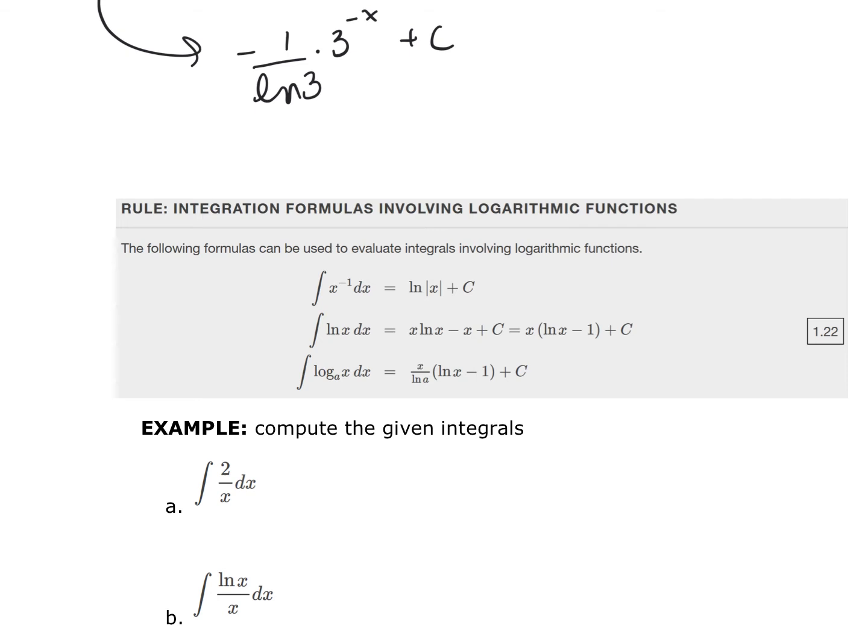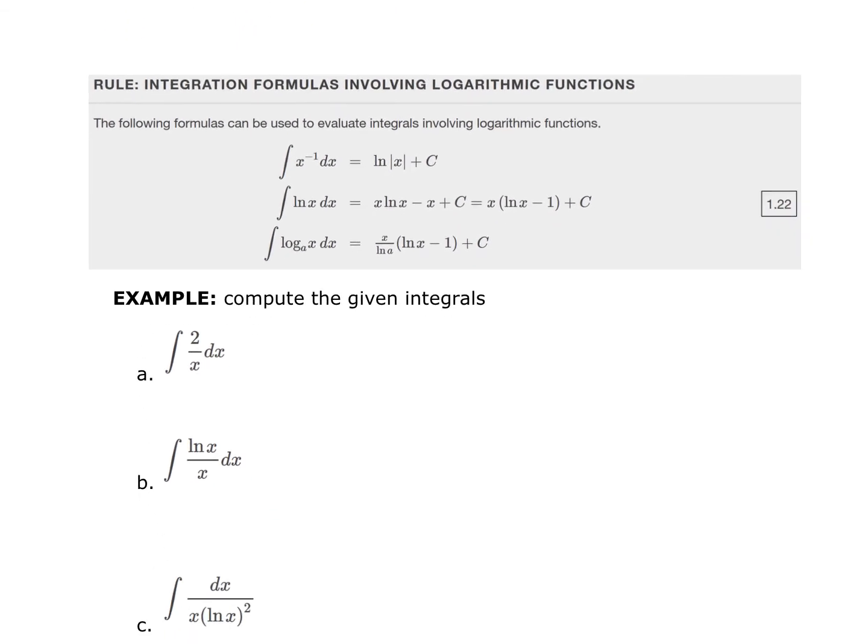So instead, I know when I see 1 over x, or x raised to the negative 1, it becomes the natural log of the absolute value of x, don't forget the absolute value, plus c. And when I'm integrating the natural log of x, it is going to be x times the natural log of x, minus x, plus c.